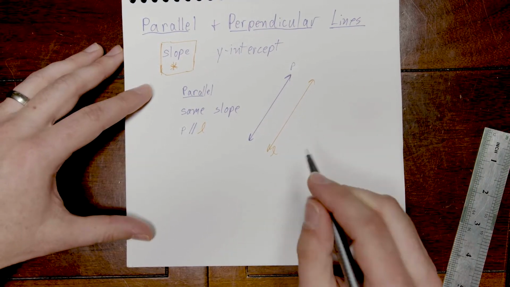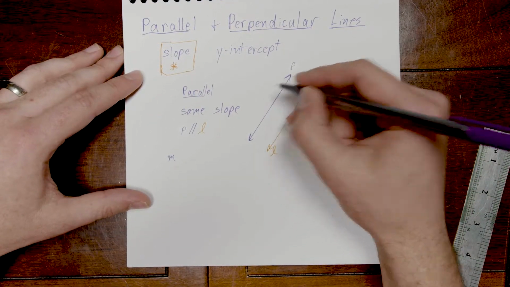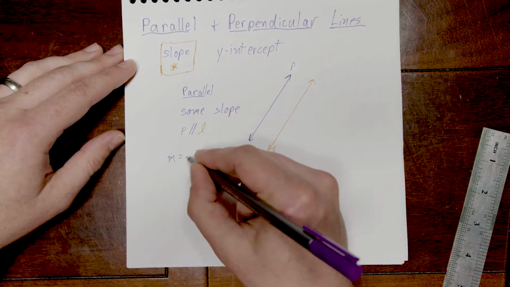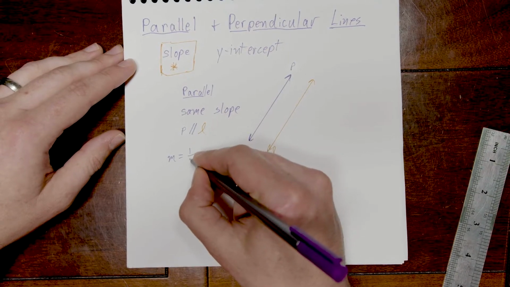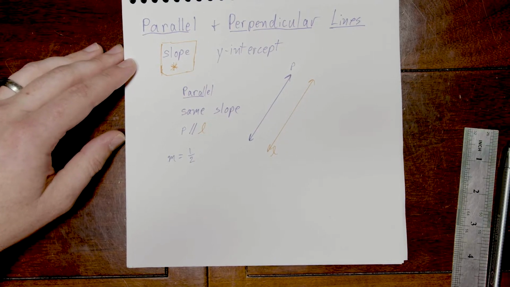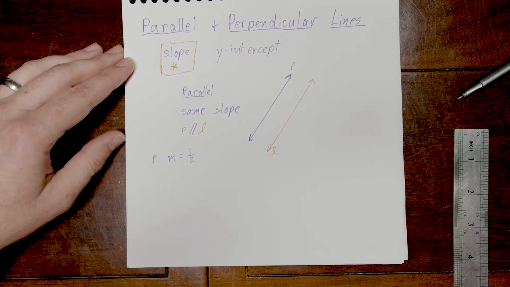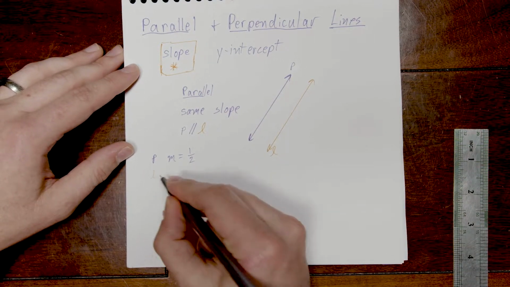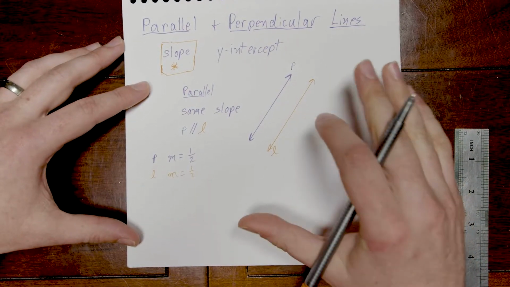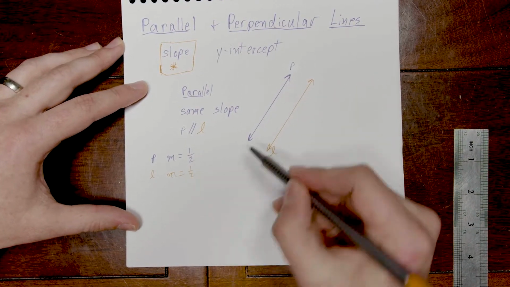So if that is true, let's say that the slope of this one is, how about 1/2. This is for line P, by the way, obviously, since it's purple. The slope for line L is, as you might already guess, also 1/2. And so that's the important concept here: parallel lines have the same slope.